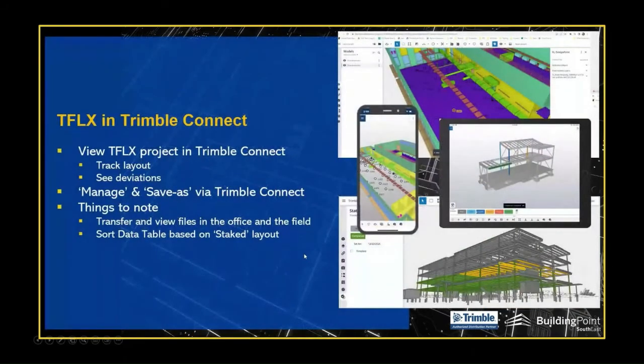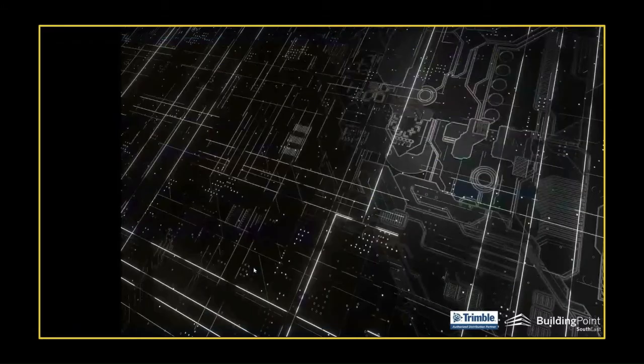So these are kind of pulled from last time, so I'll kind of breeze over them, but wanted to make it known as well. The new TFLX file did come with FieldLink 6.3, so you can view TFLX projects in Trimble Connect, where you can start to track layout, see deviations in the layout. You can manage and save as to Trimble Connect like it's shown here, and you can also see which points are staked out, like we'll see in this next example.